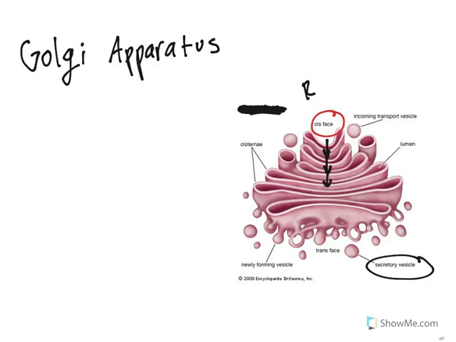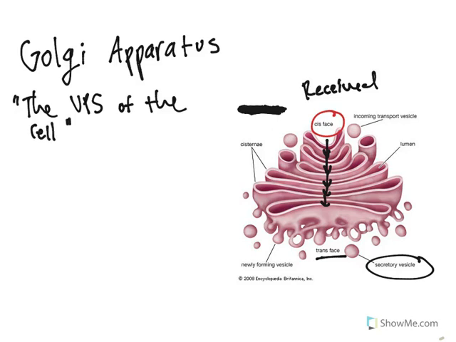They'll travel through the depths of the Golgi, going through all the layers, getting modified, and will eventually be shipped out of the trans side, received in the cis and exited out of the trans. So people always think of the Golgi as the UPS of the cell, which is sort of the basic definition, but it's because it receives and modifies and ships proteins and other molecules.